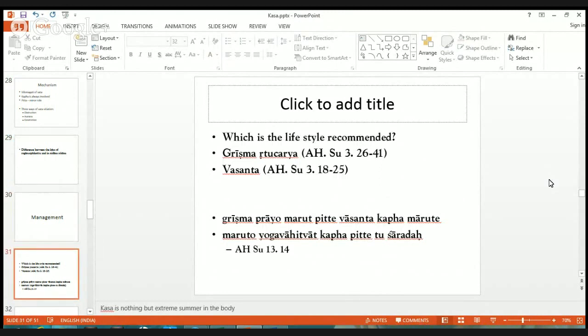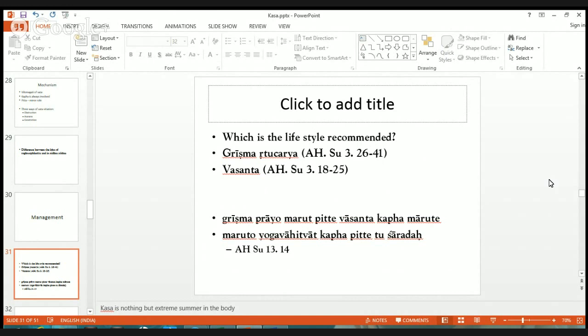So what is the lifestyle recommended? Before we go into the medications and different types of Ayurvedic interventions like Panchakarma and others which are mentioned, let us look at the different types of food and lifestyle which are recommended for Kasa.